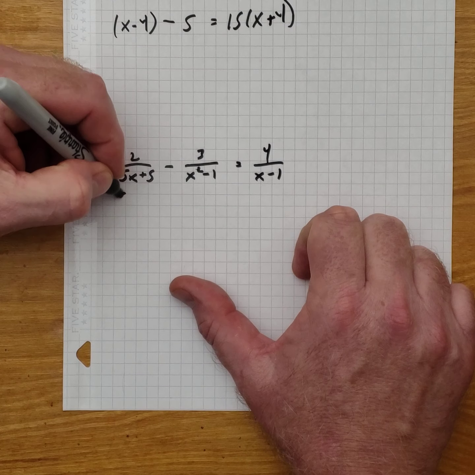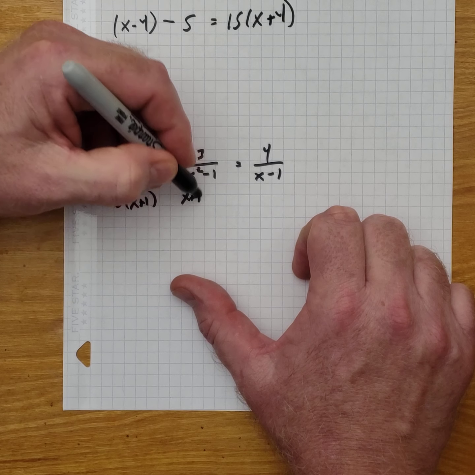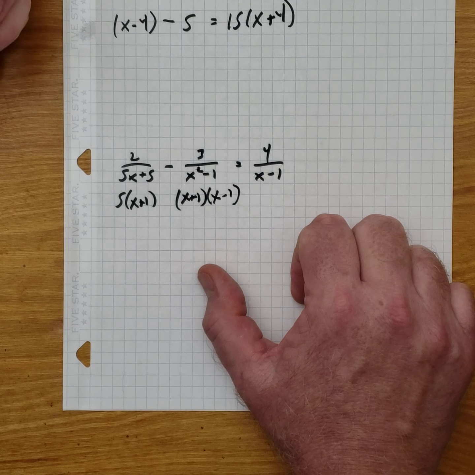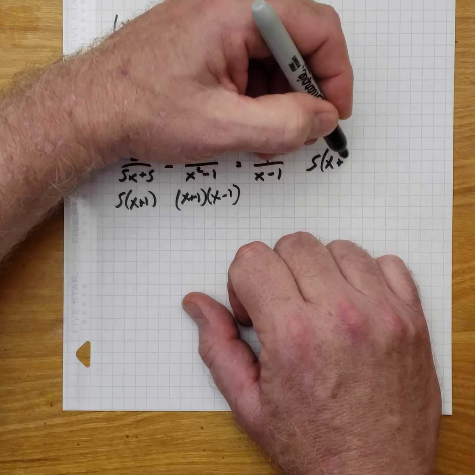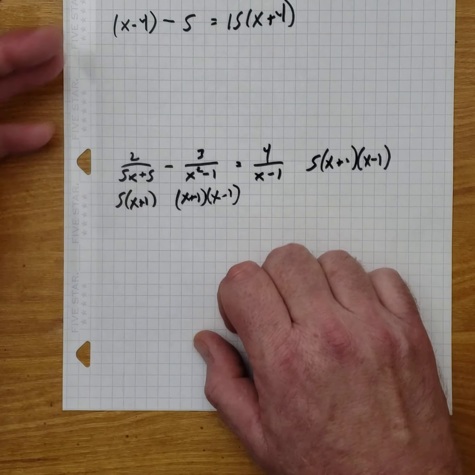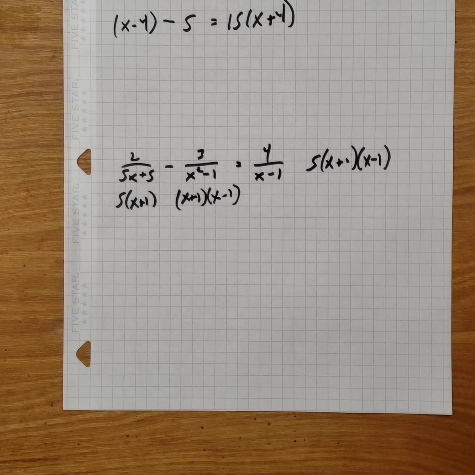Similarly here, this is 5 times x plus 1. This is x plus 1 times x minus 1. So what we would need to multiply by would be the 5, the x plus 1, and the x minus 1. And it would work very similarly to the previous one, but I don't want to take any more of your time in this video. It's already long enough. Moving on.